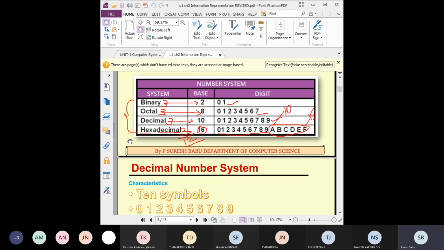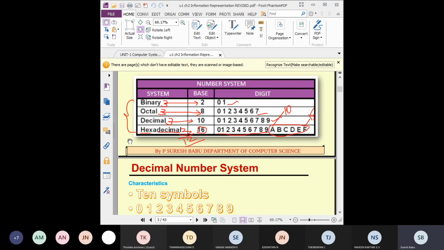Then hexadecimal. Hexadecimal means hex means 6. Deci means 10. Okay, so 6 plus 10, you can process 16 digits. So the 16 numbers will be 0 to 9, and you cannot say 0 to 15, because 10 to 15 will be treated as alphabets, with equivalent alphabets given. So 0 to 9, after that A, B, C, D, E, F. Okay, A is equivalent to 10, B 11, C 12, D 13, E 14, F 15.